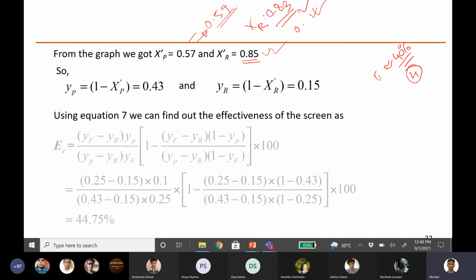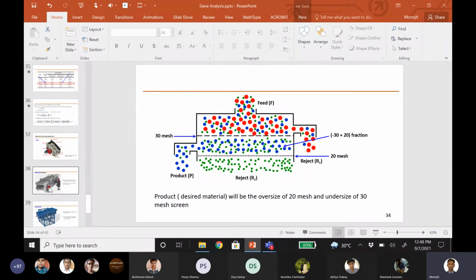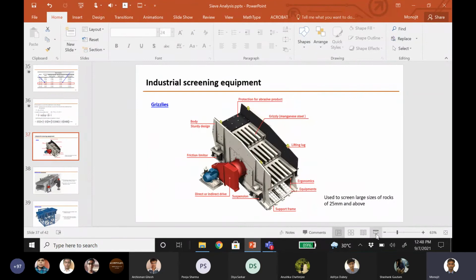Any other doubt? Otherwise, I'll just quickly show you some videos of industrial screens, and then this evening would be over. Okay, so let's see some videos.